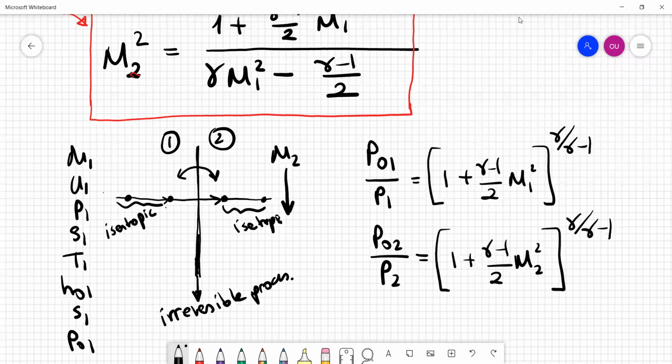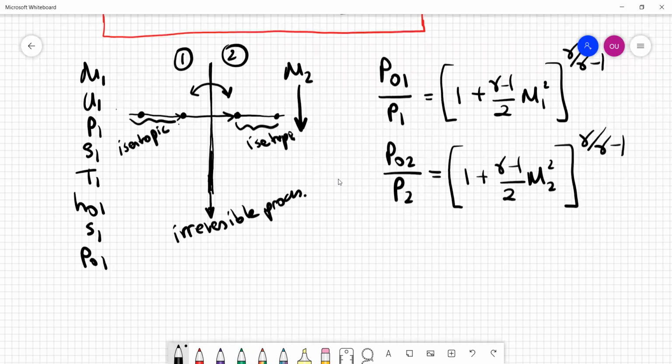It is adiabatic, but it is not reversible. Okay, so maybe I could put a note here: irreversible process, though adiabatic. It is adiabatic, but not reversible, and our condition, so therefore not isentropic.